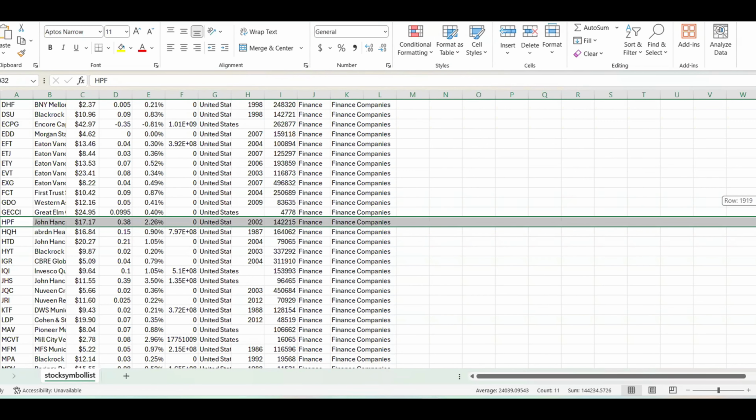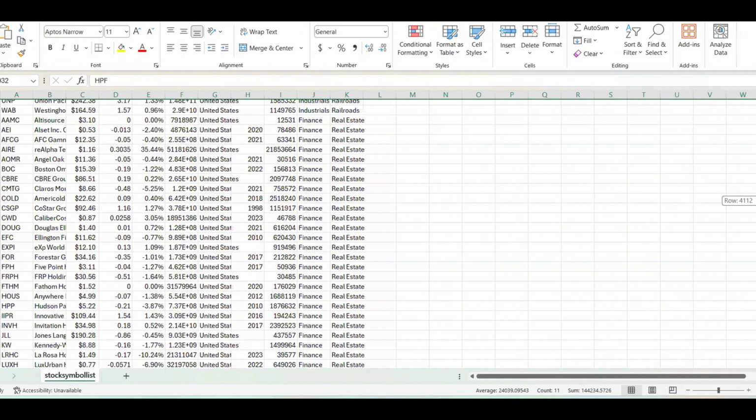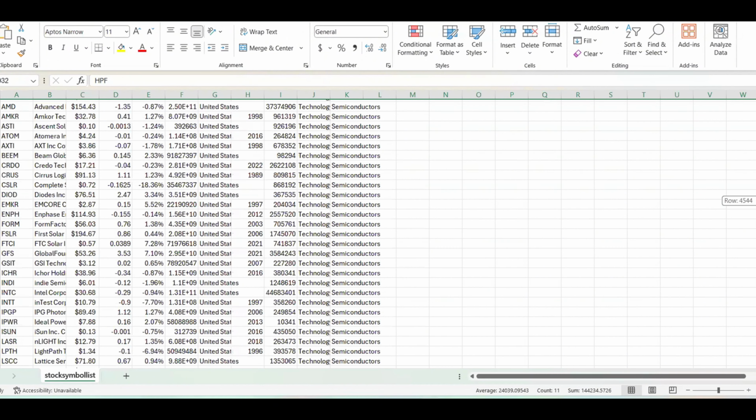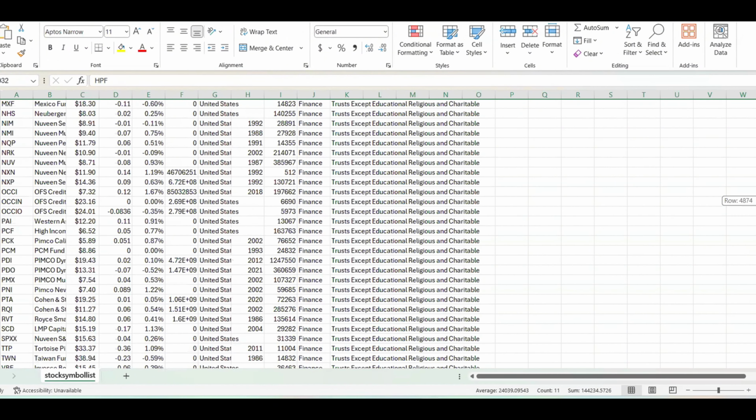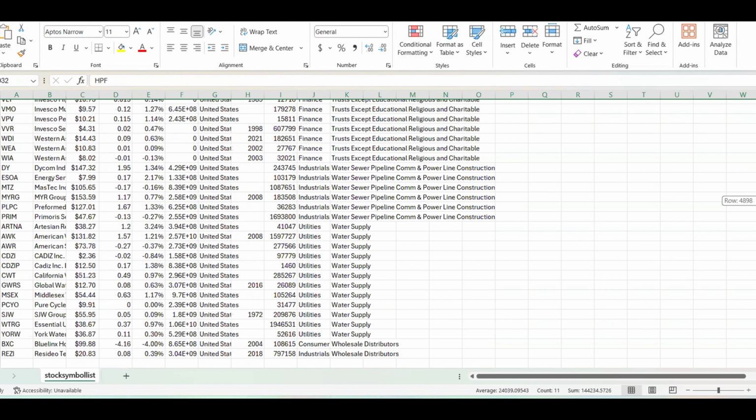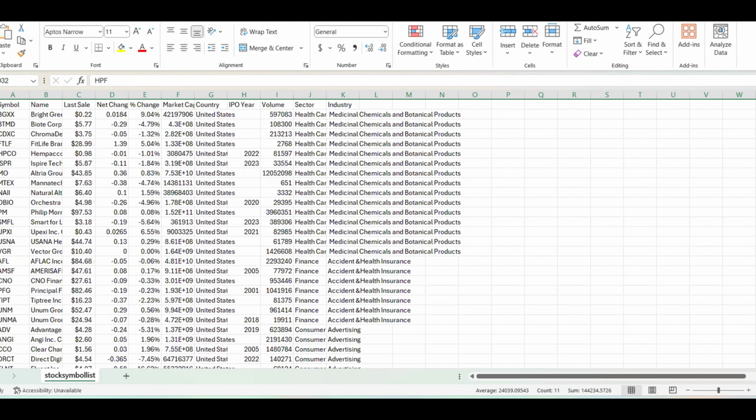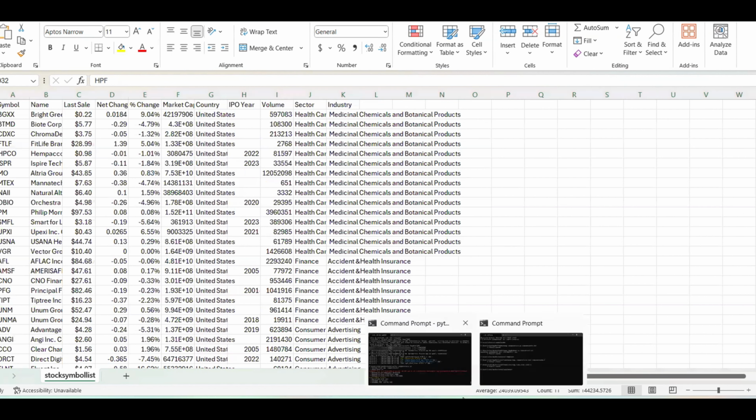This is the input for my software. It is a CSV file of all known New York Stock Exchange and NASDAQ stock symbols. There's almost 5,000 actually on that list. The important columns in that table are, of course, the stock symbol and the sector.